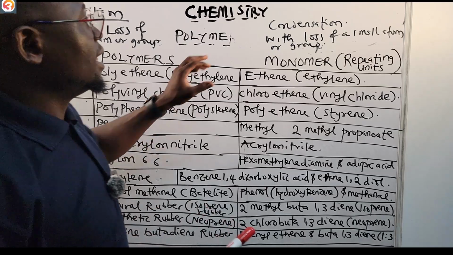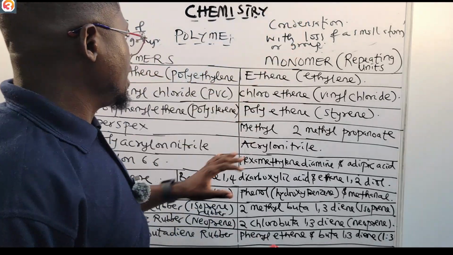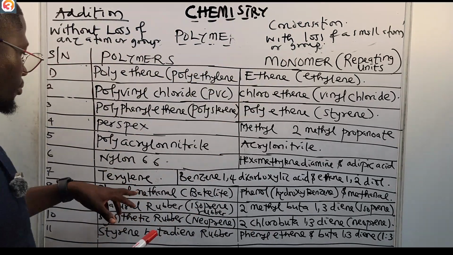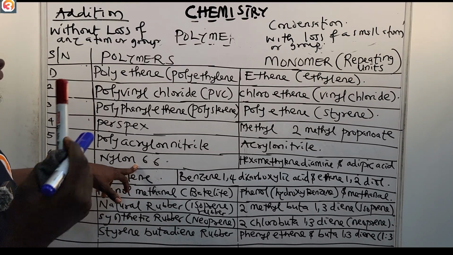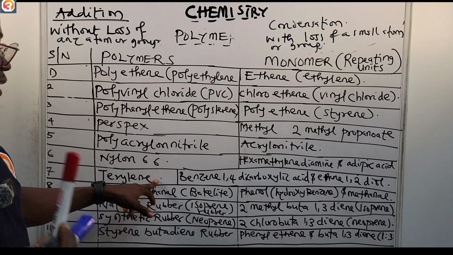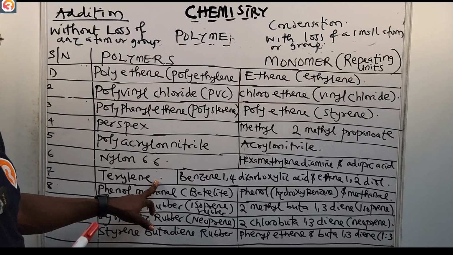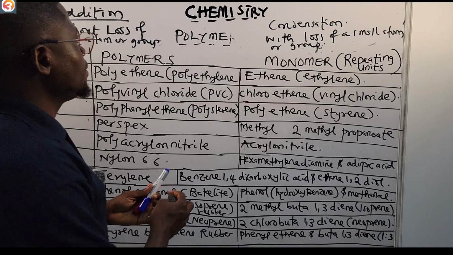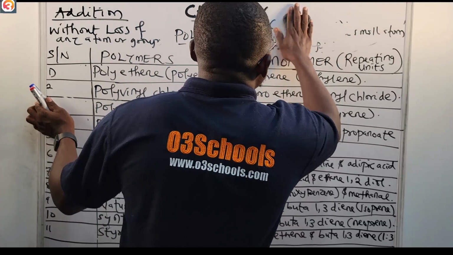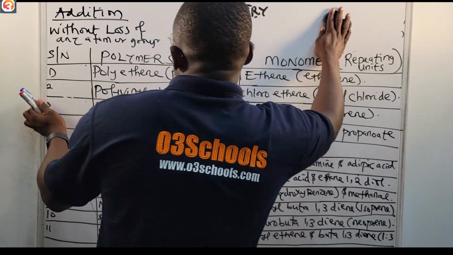While for condensation polymerization, an example is nylon 66. This nylon 66 is an example of condensation polymerization. Terylene is an example of condensation polymerization. Please take note of those examples.